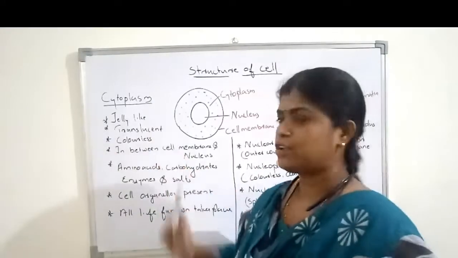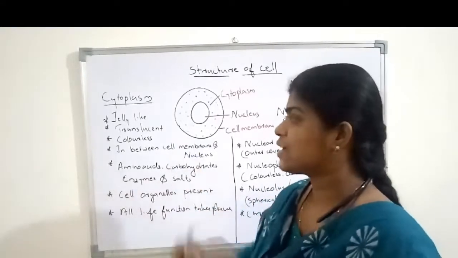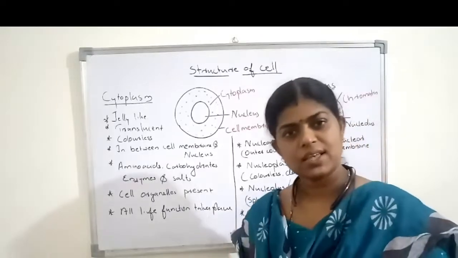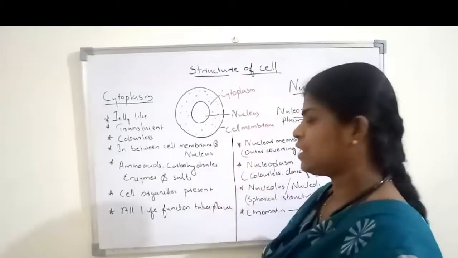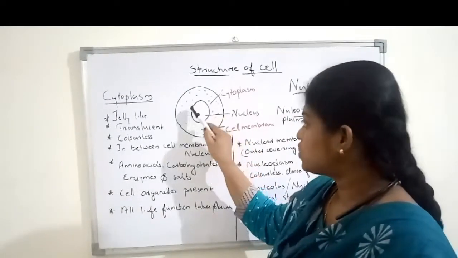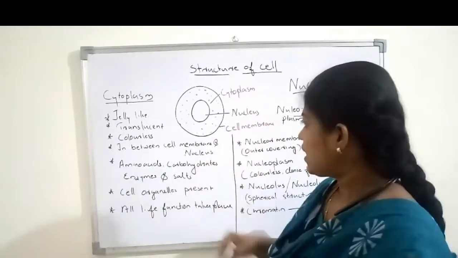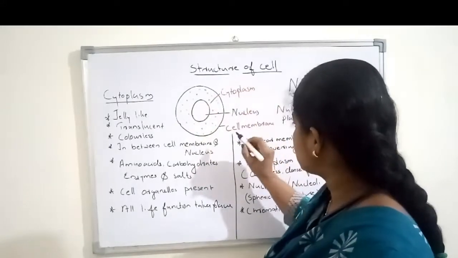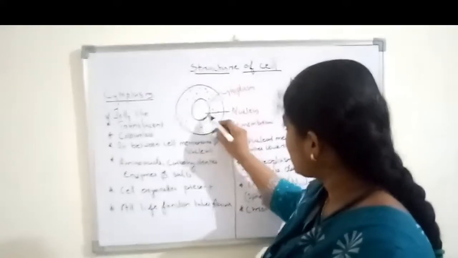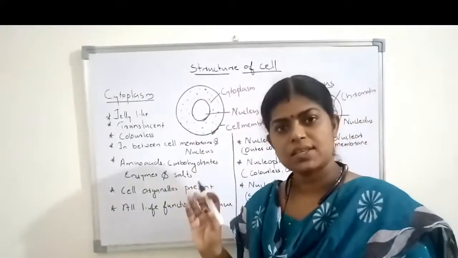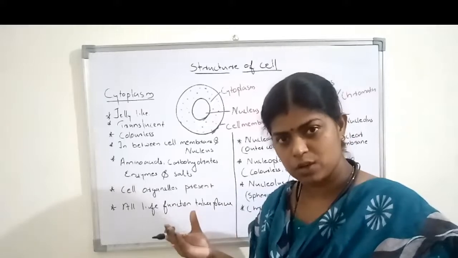So what is cytoplasm? We have already heard the term in yesterday's class. As I have told you, in a cell there are three major components. The cell membrane is the outer covering of the cell, and to control all the activities of the cell there is a center unit, known as the nucleus. In between the nucleus and the cell membrane there is a jelly-like fluid. That is known as what? Cytoplasm.